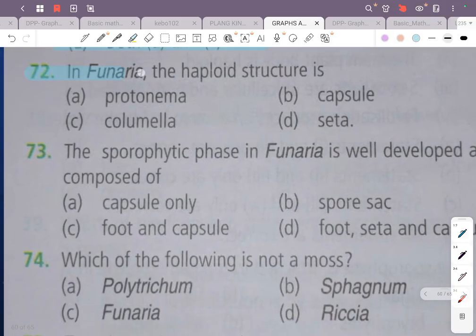The next question that we have is: in Funaria the haploid structure is, what is the haploid structure in Funaria? A. protonema, B. capsule, C. columella, or D. seta? Funaria is a moss first of all, so what is its haploid structure? Look, it will be the haploid gametophyte, right? Any structure that is gametophytic in origin or in nature would be haploid.